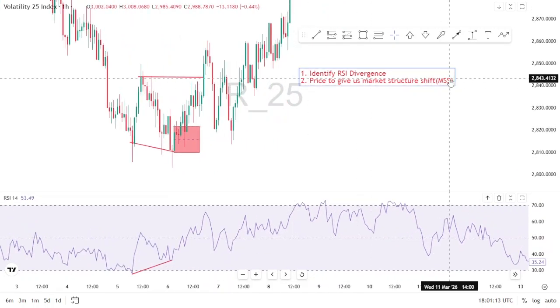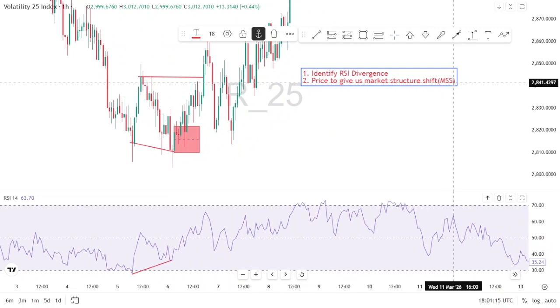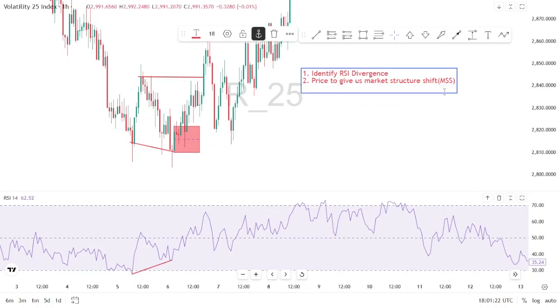Now the next step is to wait for price to retrace below the market structure shift level and tap into a key area. What are these key areas?